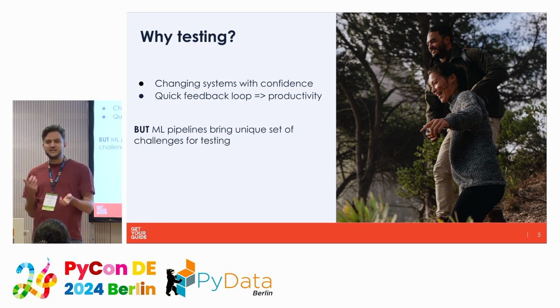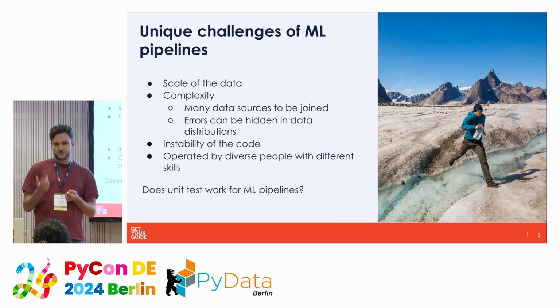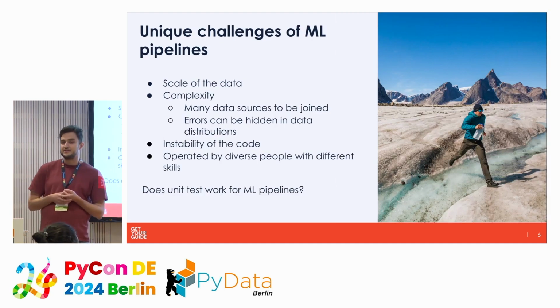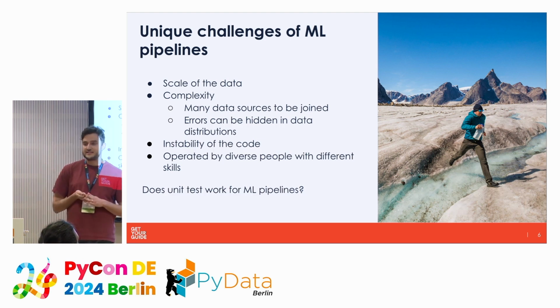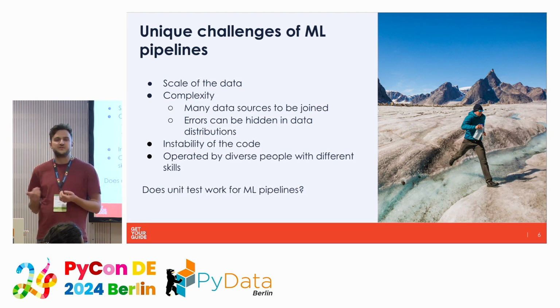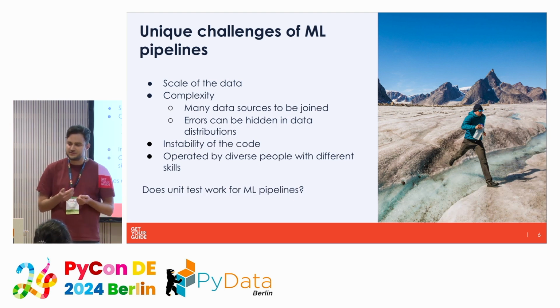What are unique challenges that come with ML pipeline testing? So first of all, the data. We have big scale of data, so terabytes of data sometimes being processed in a single ML pipeline. There is large complexity, multiple joins happening with different data sources. The errors might not be as obvious as a schema error. They can be hidden in data distributions, so to catch those is much harder.